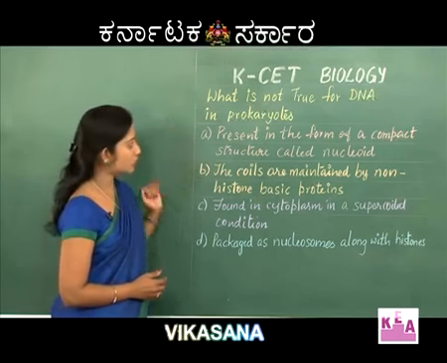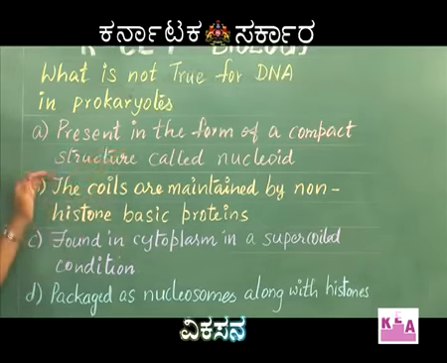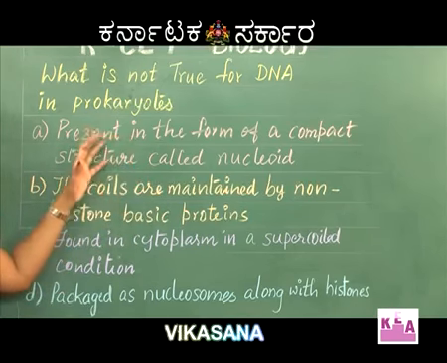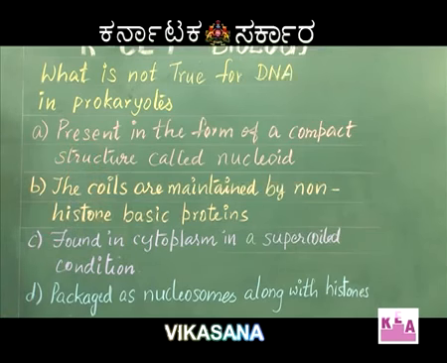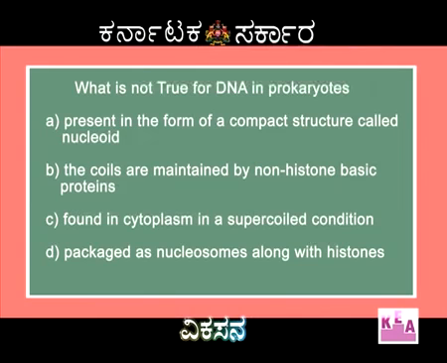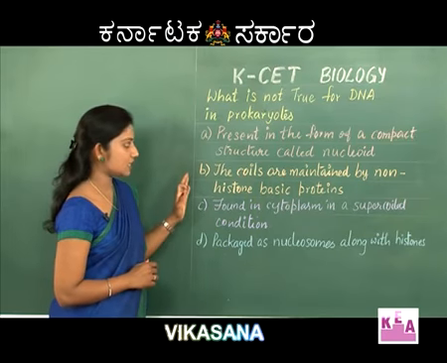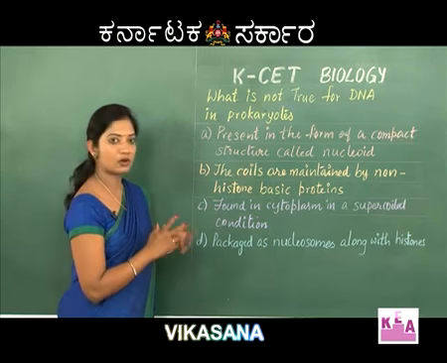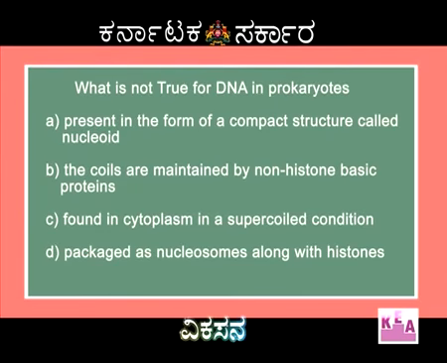Let us start from the first option, present in the form of a compact structure called nucleoid. In prokaryotes, you will not find a true nucleus. The genetic material is found in a coiled form, what is called a nucleoid. So this option is right. The next one, the coils are maintained by non-histone basic proteins. This option is also right with prokaryotes because the genetic material is present in the form of a coil, and that coiling is because of non-histone basic proteins.